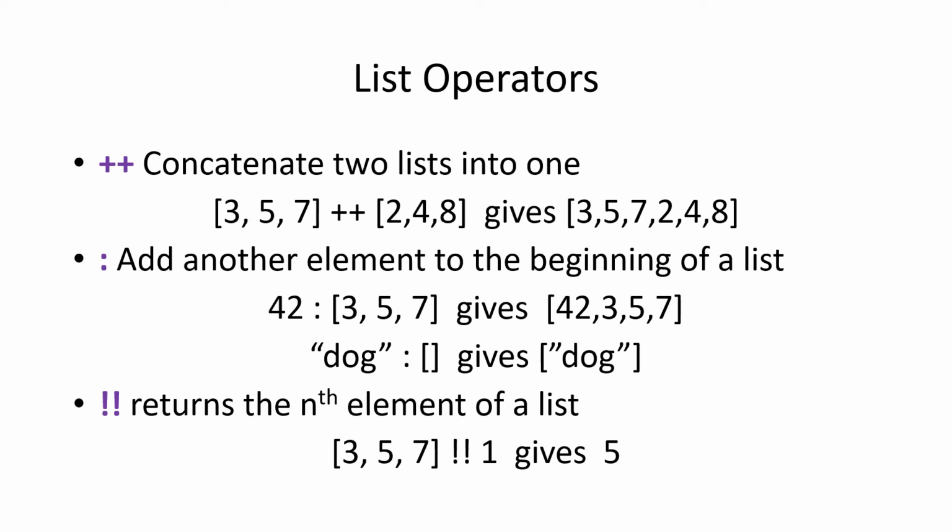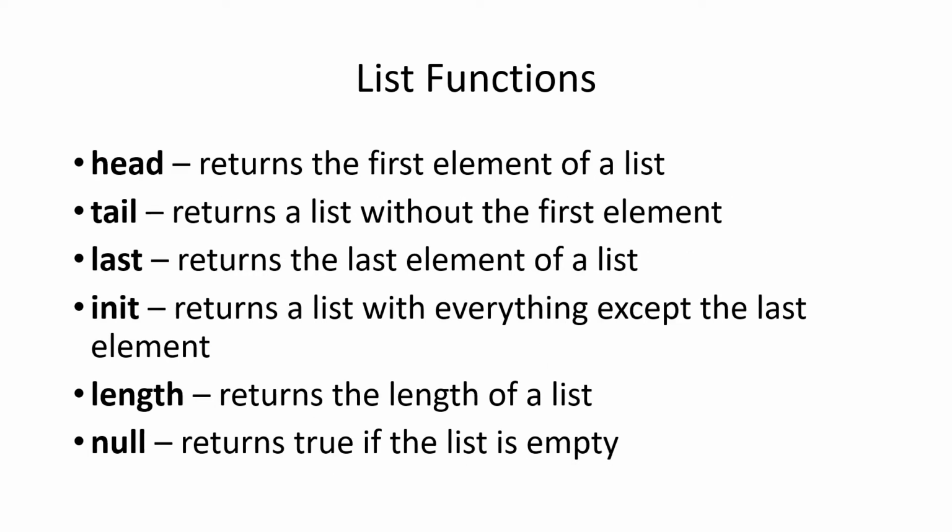Here are some of the operators commonly used in Haskell. The ++ will concatenate two lists together. The colon concatenates an element and a list. Note the difference between concatenating lists and concatenating an element. You've got to keep the types correct. And the exclamation point will give you a specific element from a list.